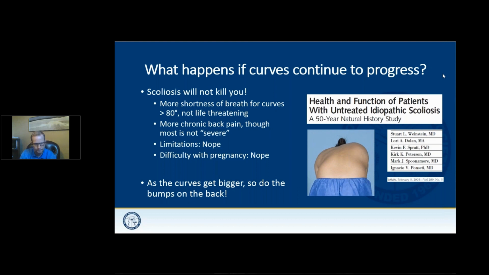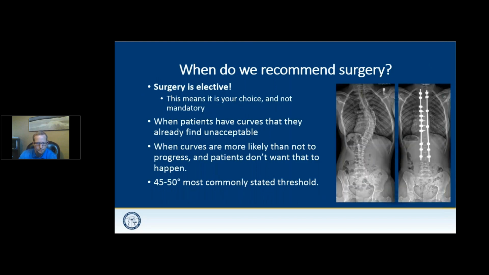Thank you. So when do we recommend surgery? So we recommend surgery when patients have curves that are large enough that they already find them unacceptable, and when the curves are more likely than not to continue progressing, and patients don't want that to happen. So the most important thing to know about scoliosis surgery is that it is elective. Because it is not going to kill you, it is absolutely your choice to have scoliosis surgery done or not.